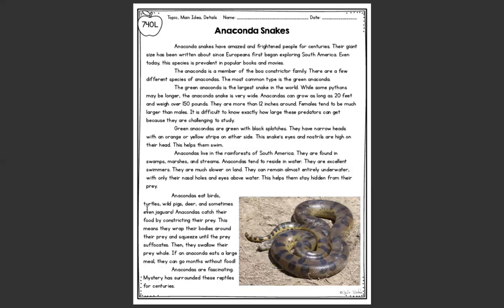Anacondas eat birds, turtles, wild pigs, deer, and sometimes even jaguars. Anacondas catch their food by constricting their prey. This means they wrap their bodies around their prey and squeeze until the prey suffocates. This means stop breathing. Then they swallow their prey whole. If an anaconda eats a large meal, they can go months without food.